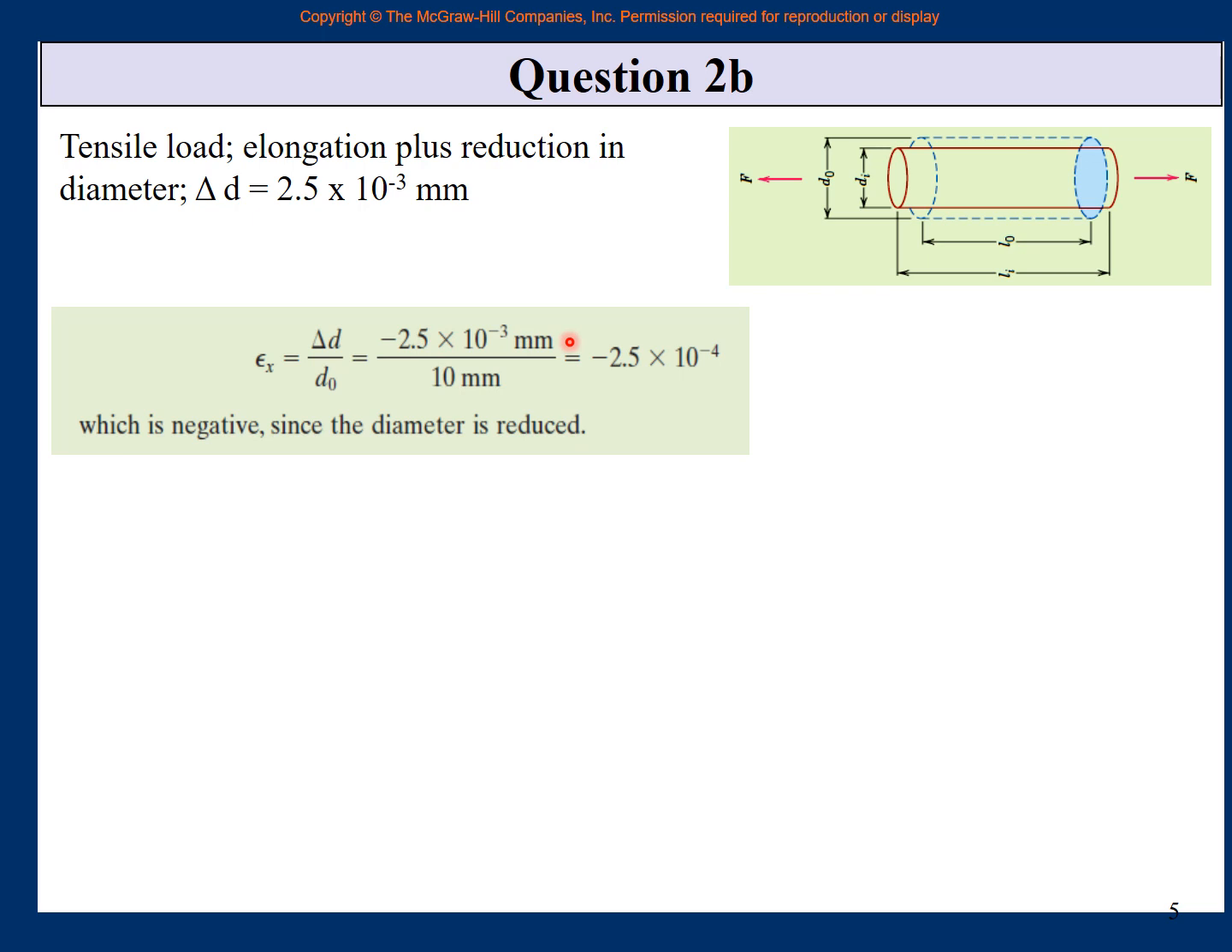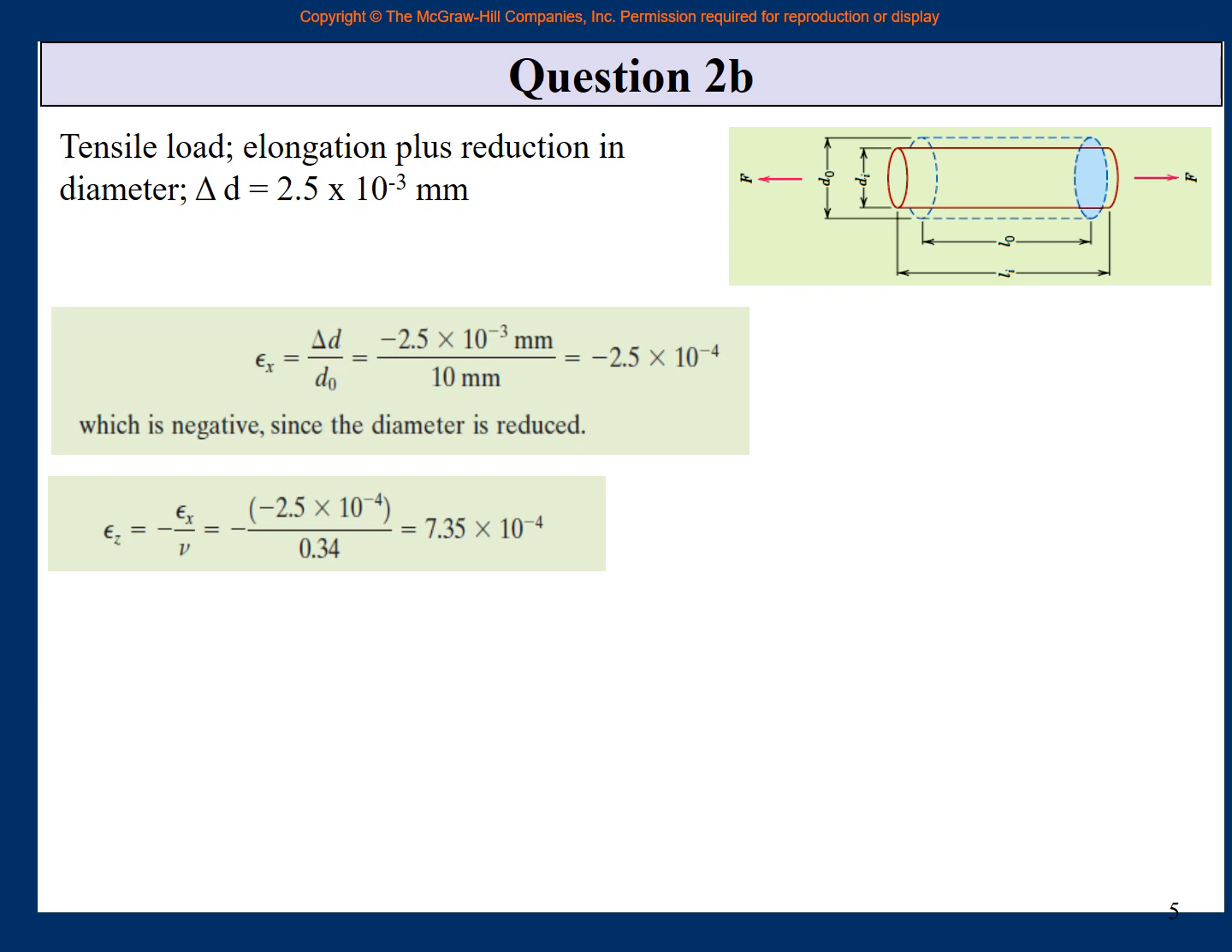Delta D is given, D naught is given, and this minus sign is very important. In this direction, if you call it the X direction, then the strain is there and it is minus, which means that the diameter was decreasing. Next step, the strain in the other direction. This was in the diameter direction, so now in the length direction. You know that Poisson's ratio is the ratio of axial to transverse.